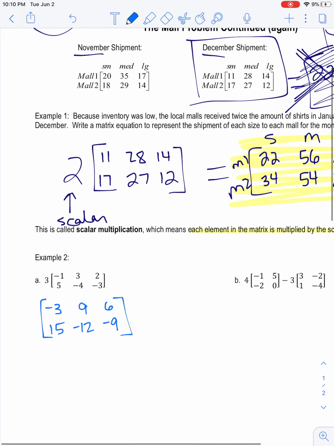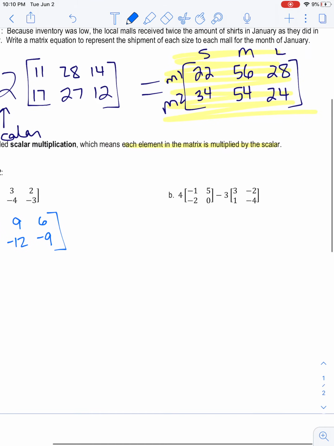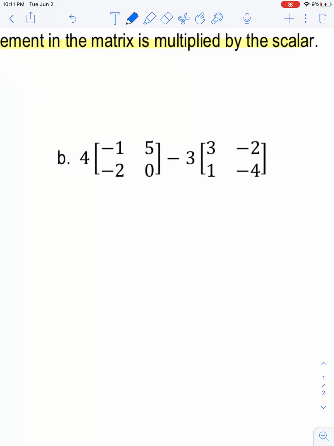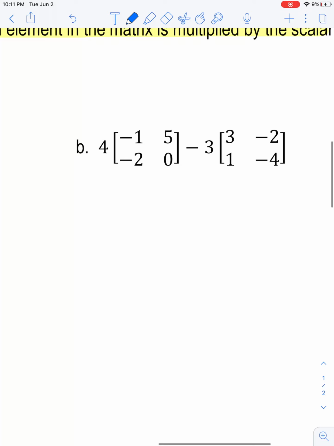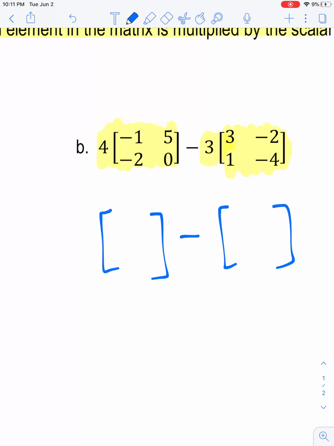All right, part B. We are going to be doing scalar multiplication here, and then we're also going to be subtracting. So I'm going to think of this as, first, I want to multiply everything in this matrix by the number 4. And I want to multiply everything in this second matrix by the number 3. I'm going to leave that minus sign and then take care of the subtraction step after I do the scalar multiplication for each part.